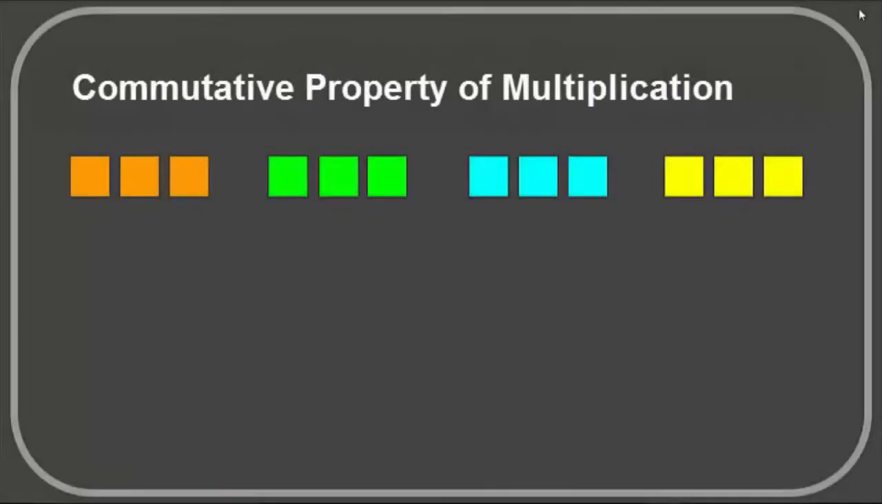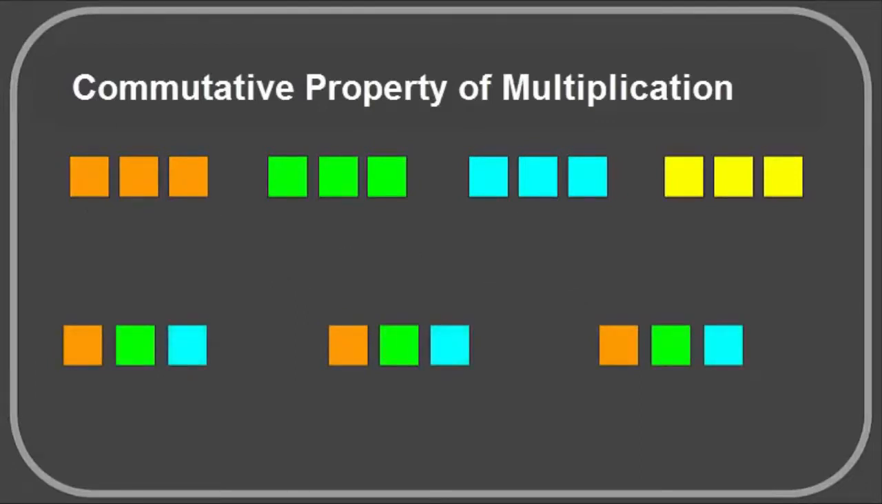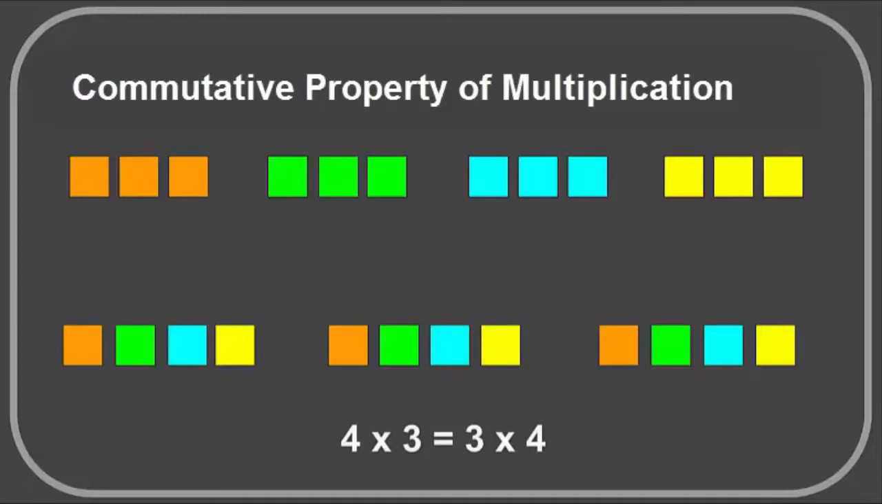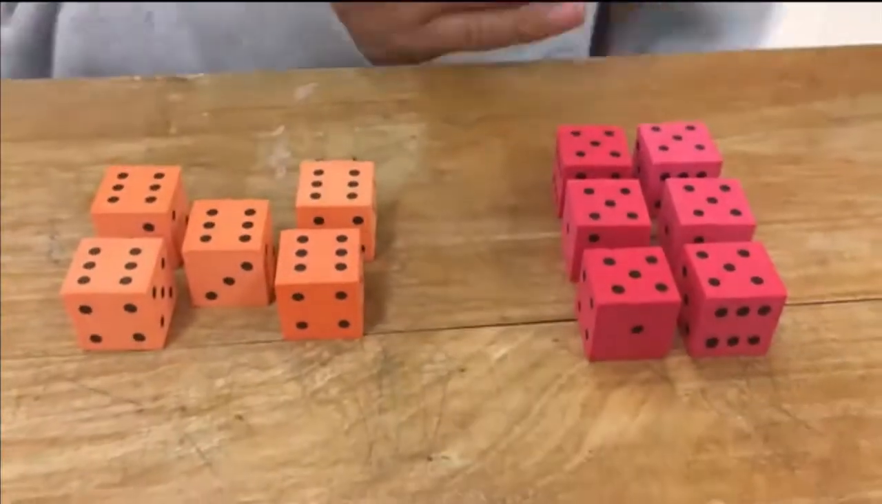The commutative property can also be applied in grouping situations. 4 groups of 3 show the same product as 3 groups of 4. The product stays the same even when the objects are grouped differently. Regardless of whether we have 6 groups of 5 or 5 groups of 6, we still have the same number of dots. They show the same amount.